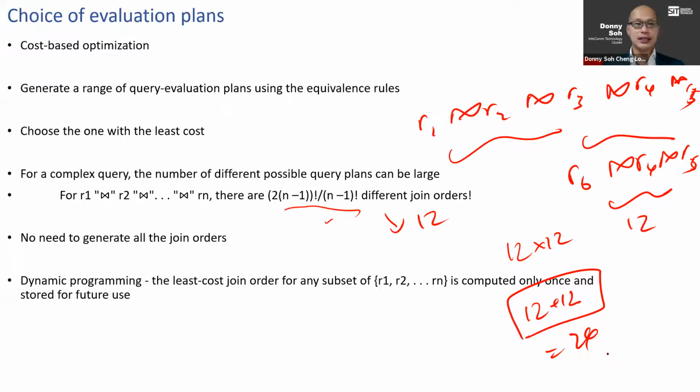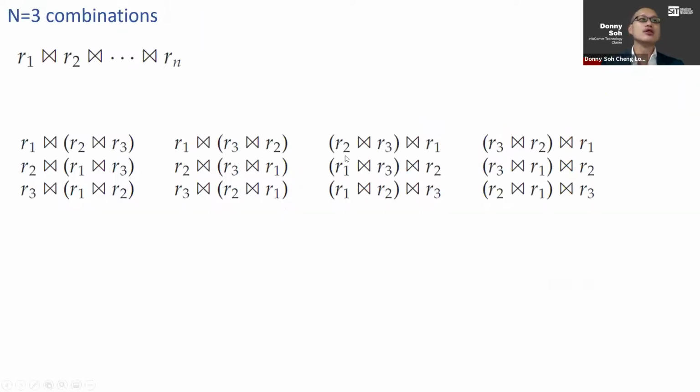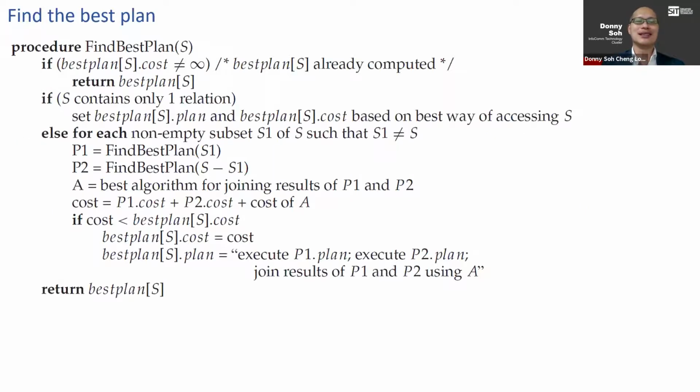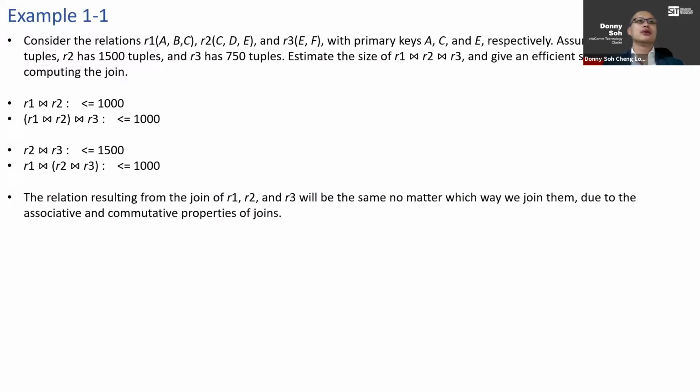This is just something extra if you're interested to see this. But actually, it's still very expensive. It's still 2 to the power n times something, very, very expensive. So these are the various numbers of combinations that are available to find the best plan. But we don't need to do this, because it's very, very expensive. Okay, so we have these two examples.